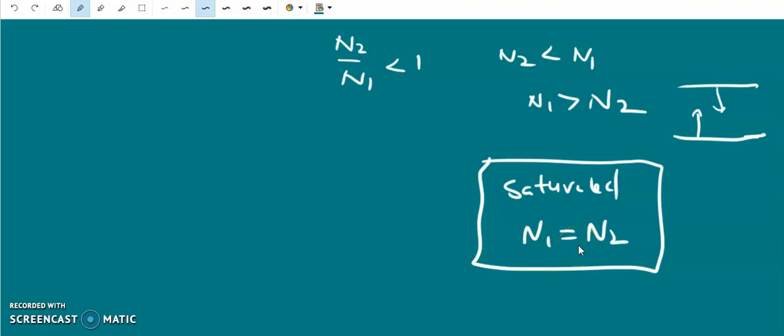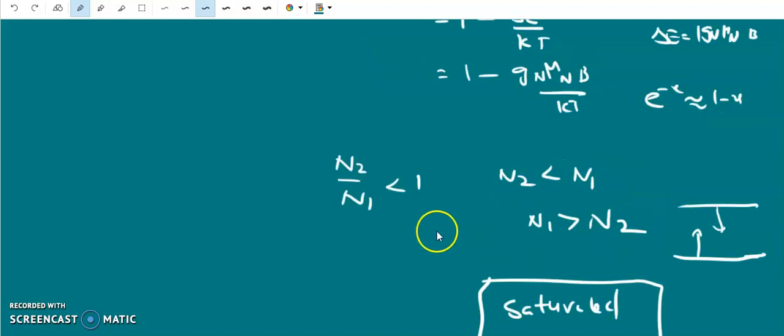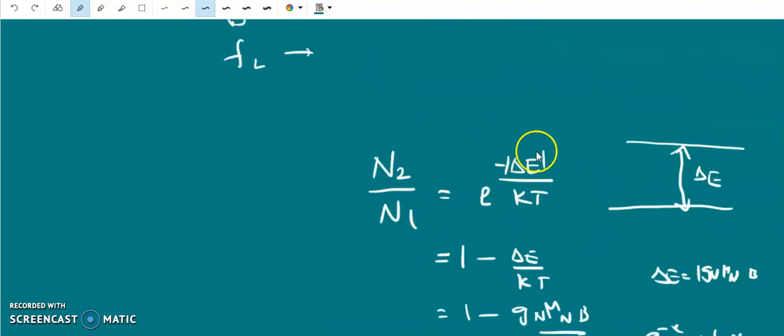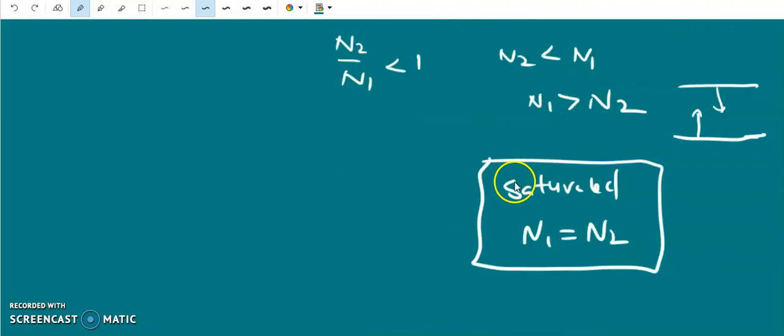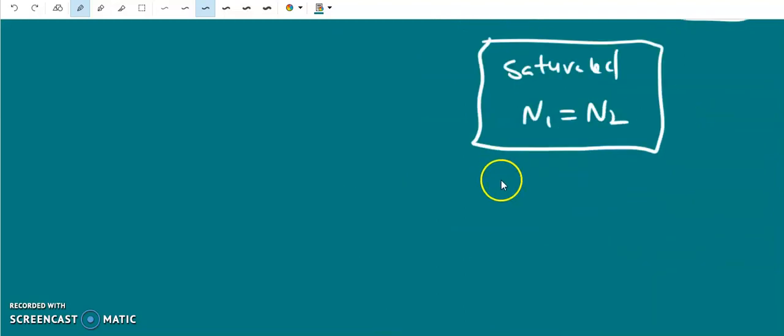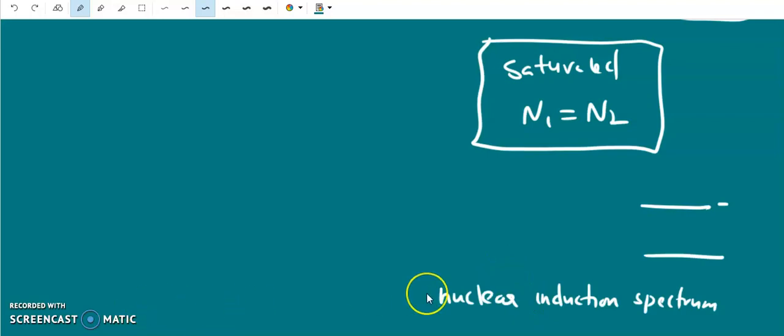After this, no further absorption can take place. This is called the saturation condition, and we can re-establish the equilibrium condition if the system loses its absorbed energy. But it cannot do this spontaneously. There is no spontaneous emission in the case of NMR. So we have to apply some stimulation. There is only stimulated emission, and therefore the spectrum is called the nuclear induction spectrum, since it is induced. It is the emission spectrum obtained after saturation.